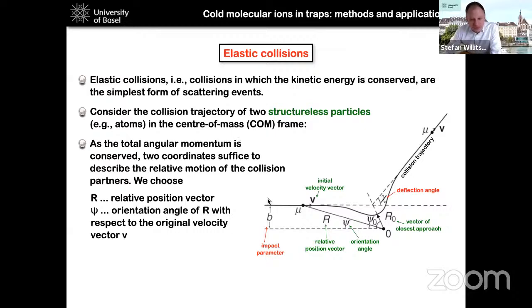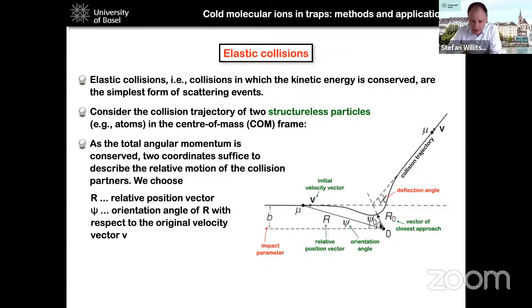Okay, so what you see here is a cartoon of a classical collision trajectory in the center of mass frame. We have essentially two coordinates that suffice to describe this problem, because it has cylindrical symmetry. So that is the distance, or the relative position vector, between our two particles, right?